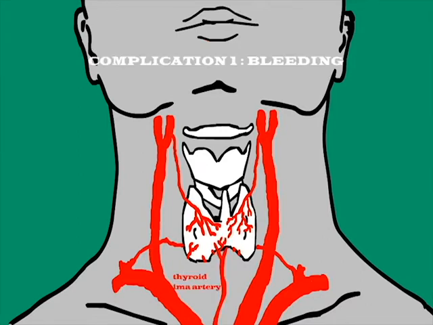And even though it is small, it can come off any of the branches of the arch or the arch itself, so it can lead to significant bleeding if not accounted for.